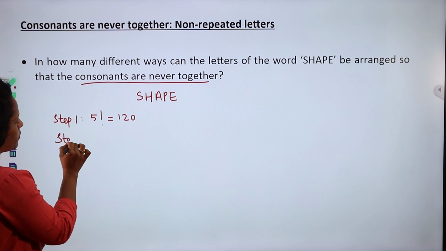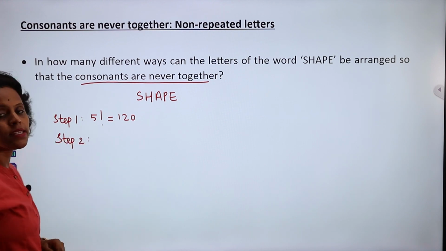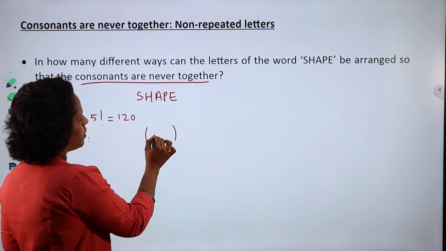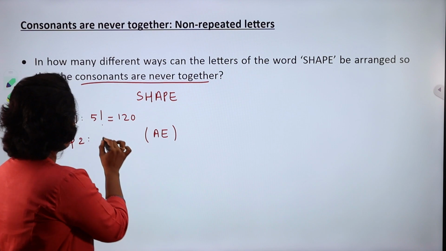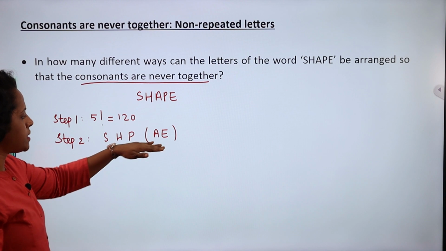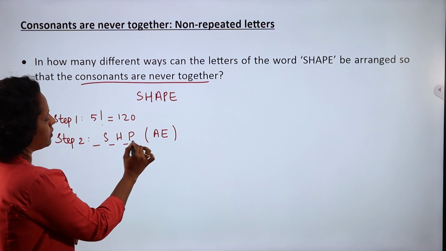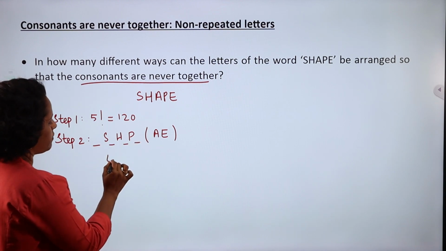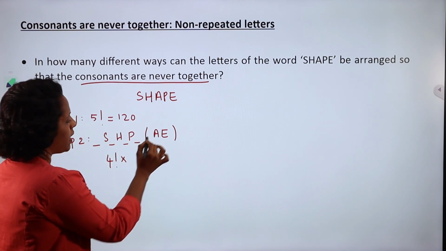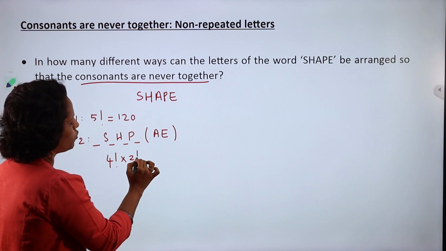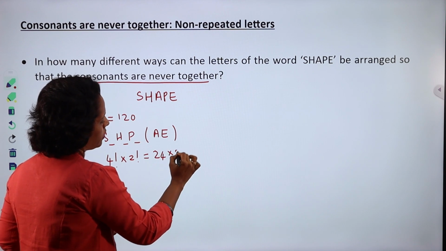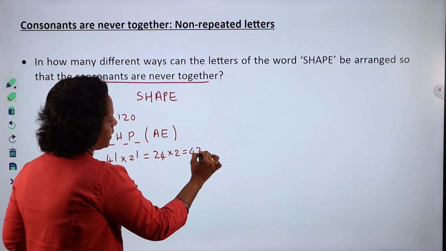Step 2. The number of words in which the consonants are together. Open the bracket, put the consonants inside the brackets, place the remaining letters outside, right? Now this set of AE can come here, here, here or here. In any of the 4 places, this set can be placed in 4 factorial ways. And these 2 can be arranged themselves in 2 factorial ways. 4 factorial is 24 and 2 factorial is 2, which will be 48.